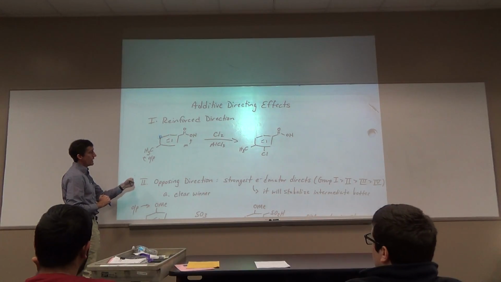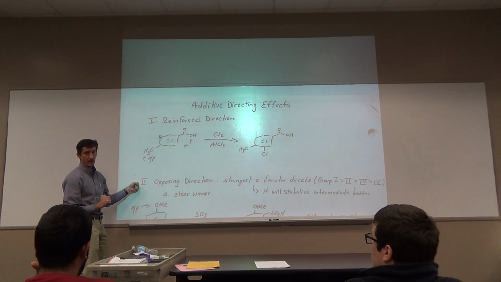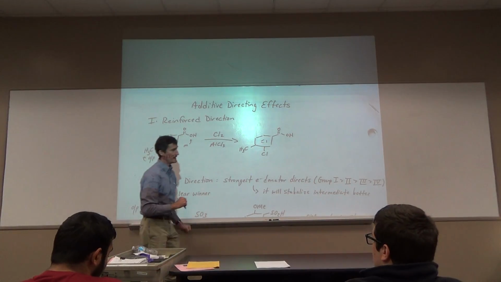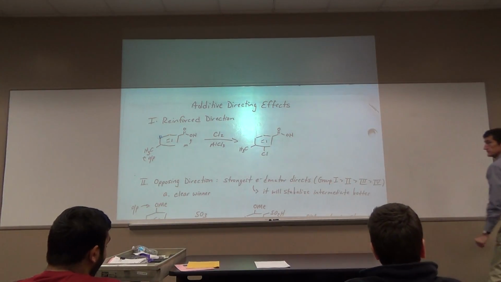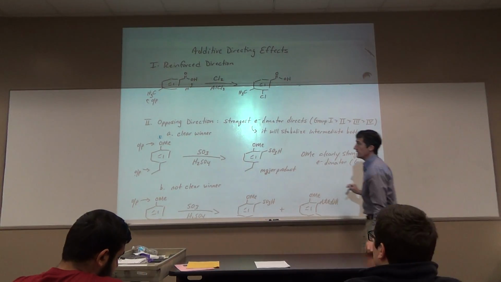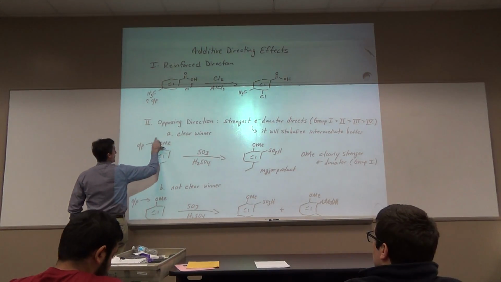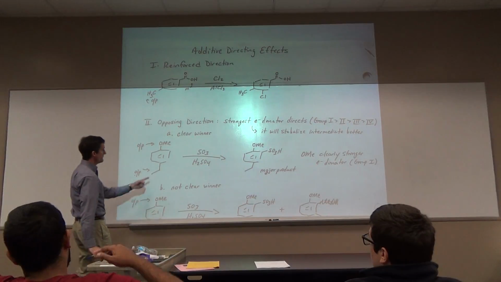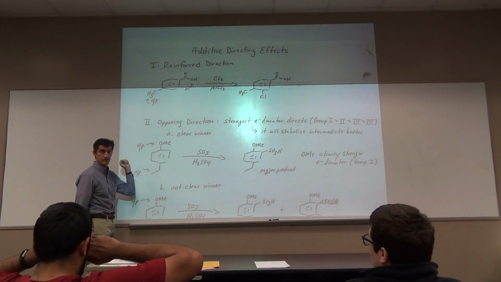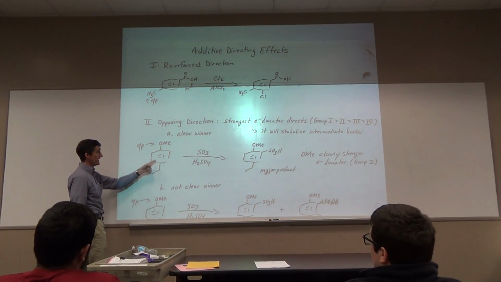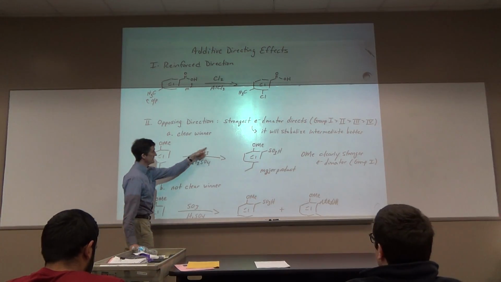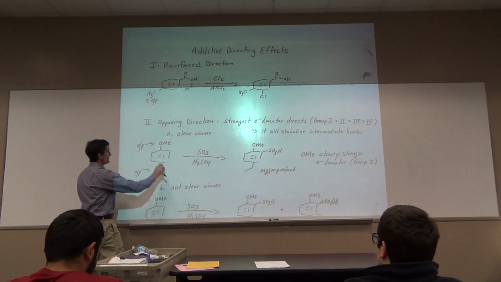Okay. Here's some examples where you have opposing direction, conflicting. How do you deal with that? Well, look at this compound. What do you want to call that compound? Para-ethyl anisole. Yeah? 4-ethylanisole. Okay. What if you sulfonate it? Standard sulfonation conditions. What type of directors is this?